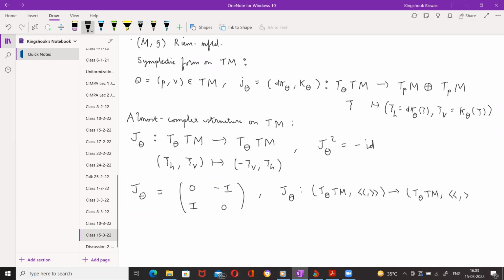Sir, usually a linear map whose square is minus of the identity on a vector space is called a complex structure or something. Why are we using almost complex structure? That's a good question. Let me explain. One second. So I'll tell you why. So first of all, this j theta is an isometry for Sasaki metric, for the Sasaki inner product. Yeah, okay, before I move on.